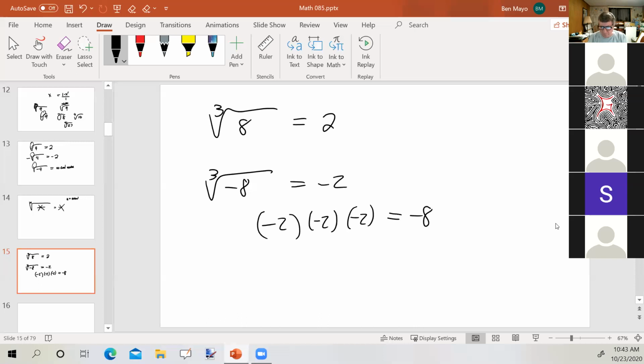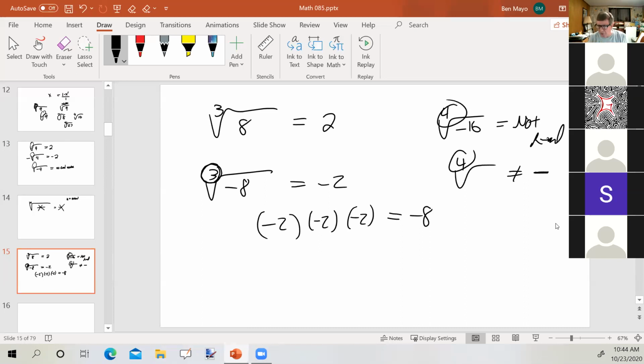I thought you just meant that there can never be a negative radicand. There can't be if the index is even. So if it's a square root, fourth root, sixth root, that kind of thing. Like the fourth root of -16 is not real, and the fourth root of something can't be a negative answer, because we're talking even roots. But with odd roots, you can.